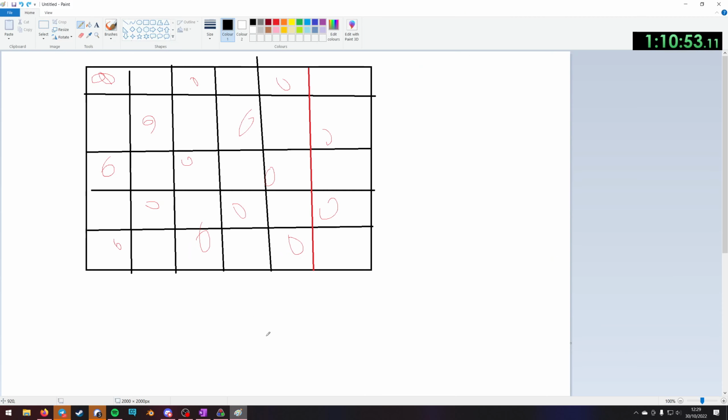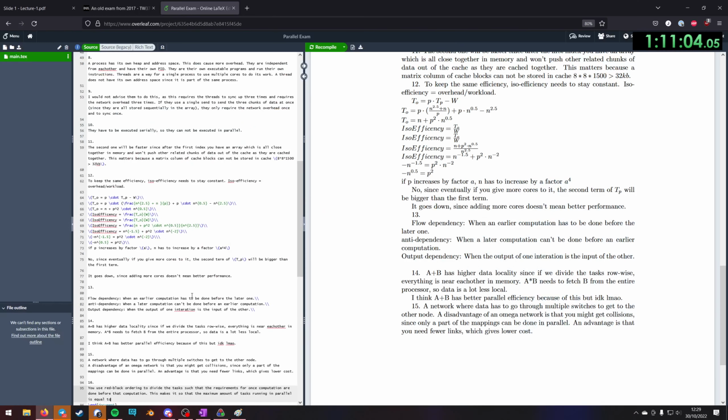So say this is n tasks. One edge is square root of n. So the diagonal will be square root of 2n. Yeah. What? Yeah, I'll explain.